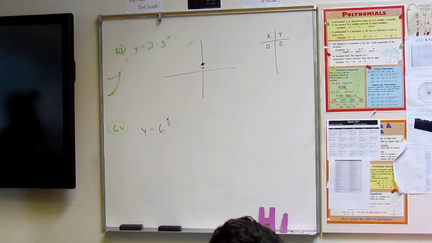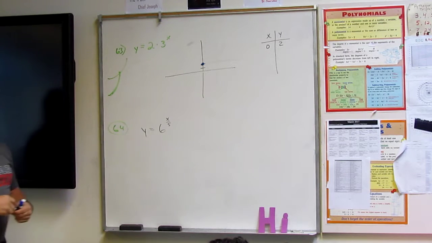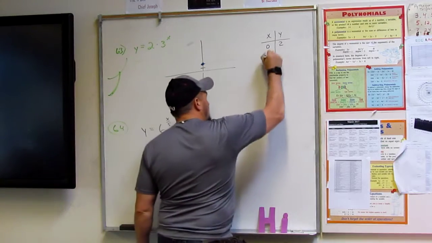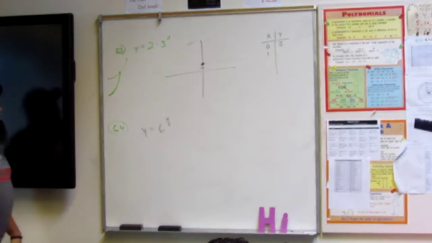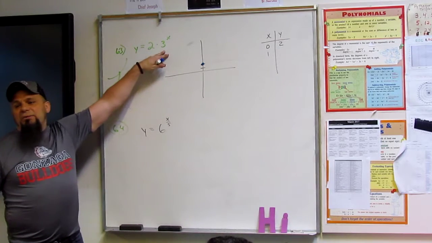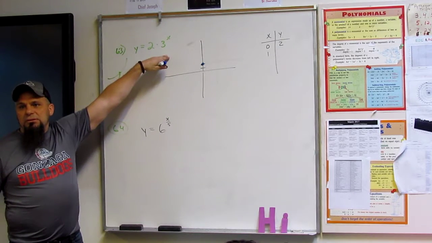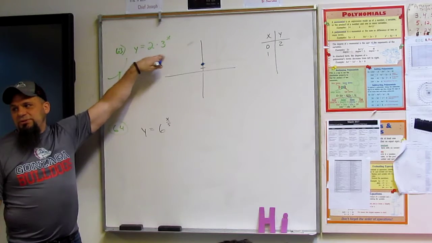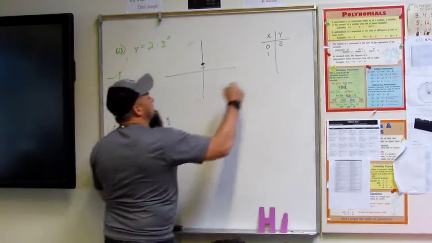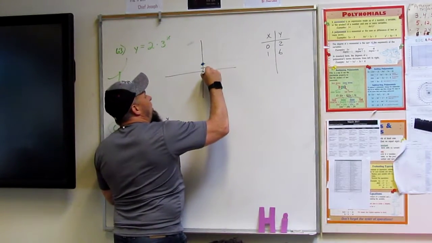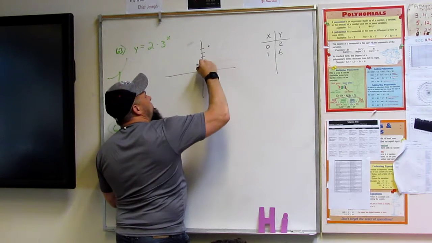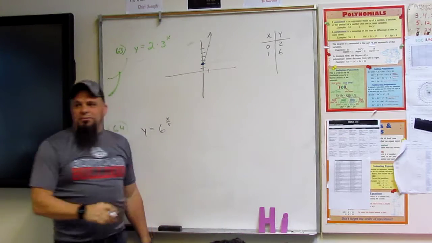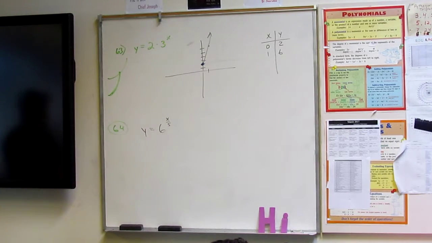Then, we're going to plug in some more easy numbers. What's another easy number? 1, right? 1's easy. So that's going to be 3 to the 1 power. What's 3 to the 1 power? 3. What's 3 times 2? 6. So this is going to be 6. So it's going to be 1, then 1, 2, 3, 4, 5, 6. Look, it's going up really fast, just like we thought.